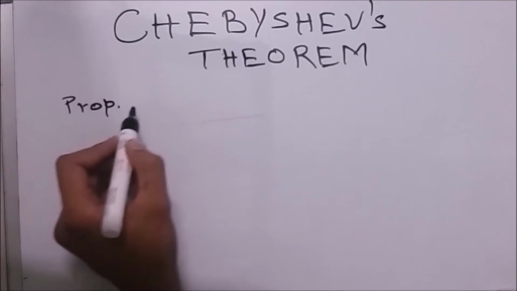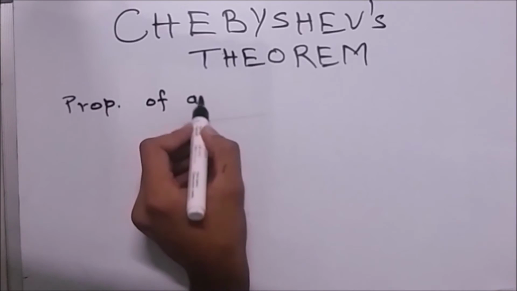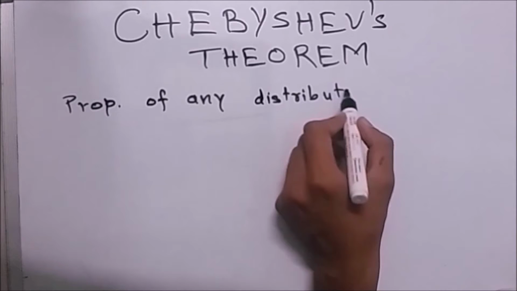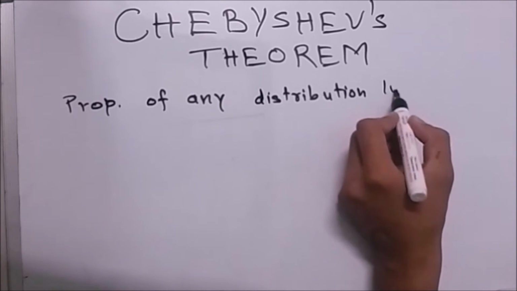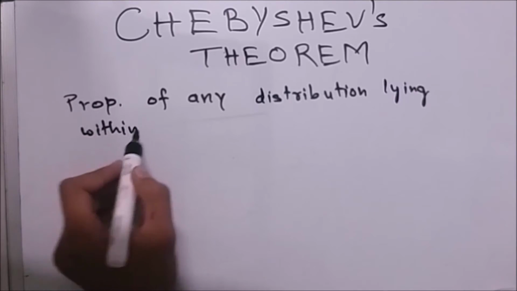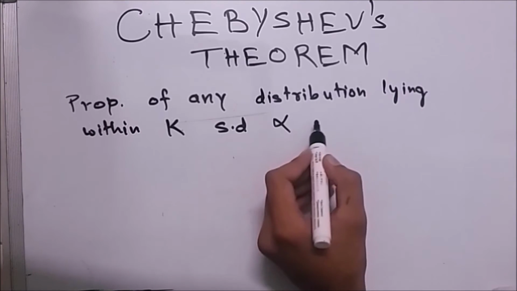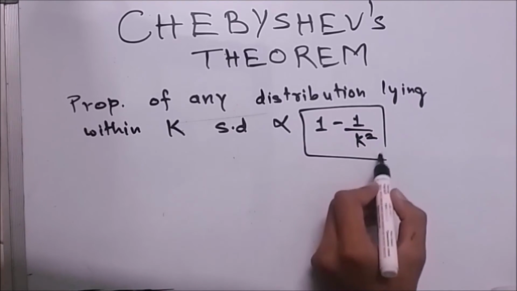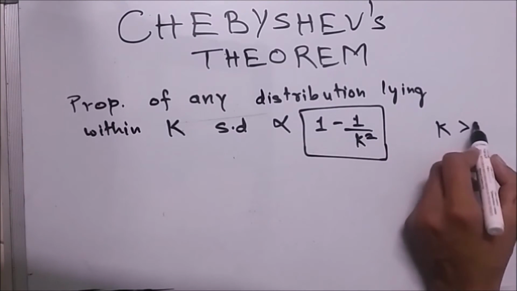Lucky for us, Chebyshev's theorem comes to the rescue. It states that the proportion of any distribution lying between k standard deviations, let's write it, is directly proportional to 1 minus 1 upon k square, where k is more than 1. This is a very important equation in mathematics.